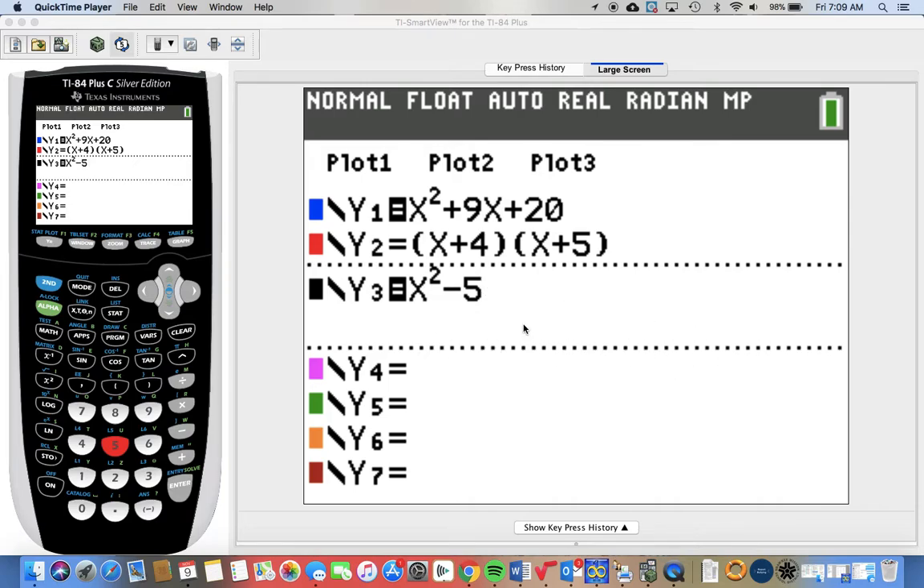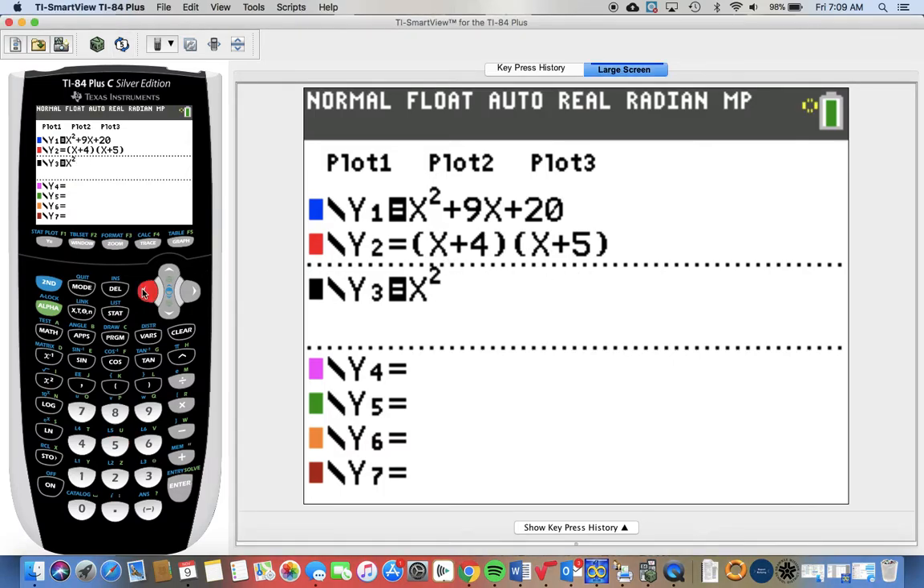Going to make a very, very quick video for you to watch this morning about how to solve by graphing. I've got a couple different equations I'm going to show you. The first is going to be x squared plus 9x plus 20, which if you were to factor it would be (x plus 4)(x plus 5), meaning it should have x-intercepts at -4 and -5. The second one I'm going to show you, and I'm going to turn it off for right now, is going to be x squared minus 5.